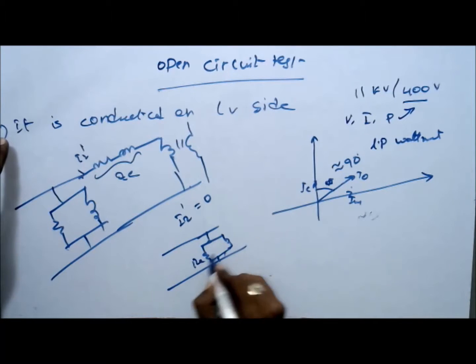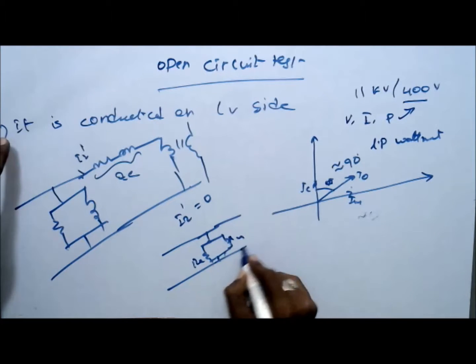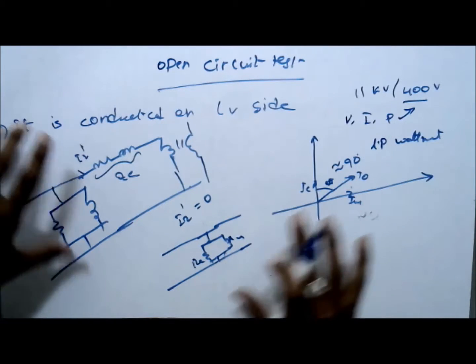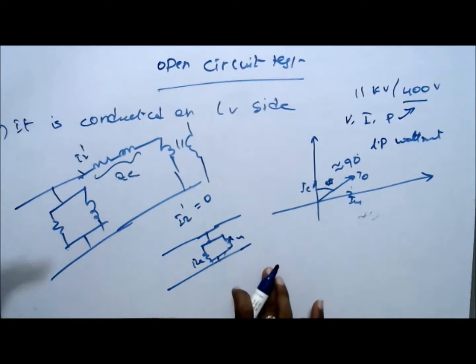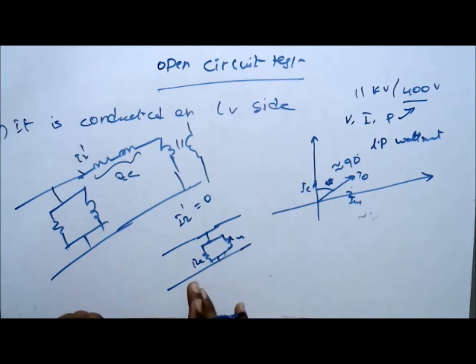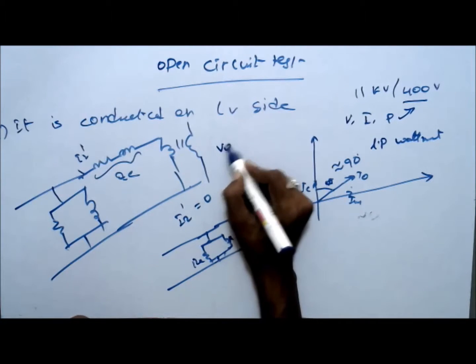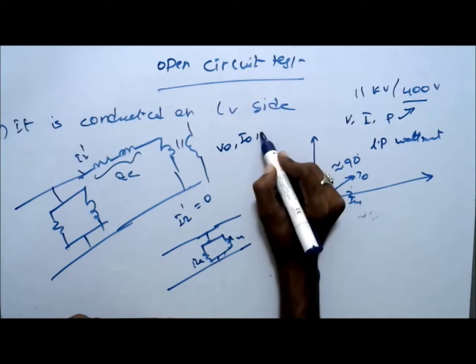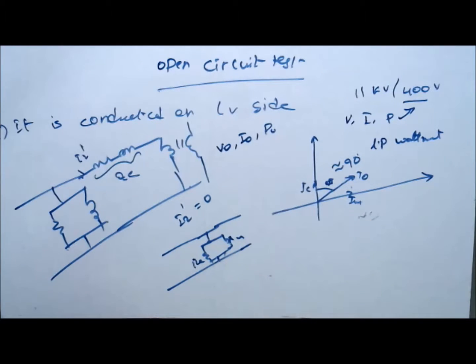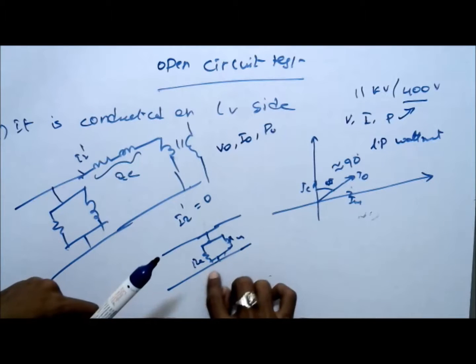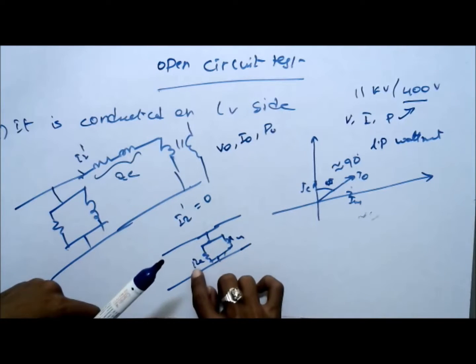RC, XM. While measuring at the low voltage side, we have connected the meters and applied rated voltage at the low voltage side, and we record the meter readings, that is V0 the voltmeter reading, I0 the current meter reading, and P0 the wattmeter reading. By using these three parameters, we can get the values of RC and XM.